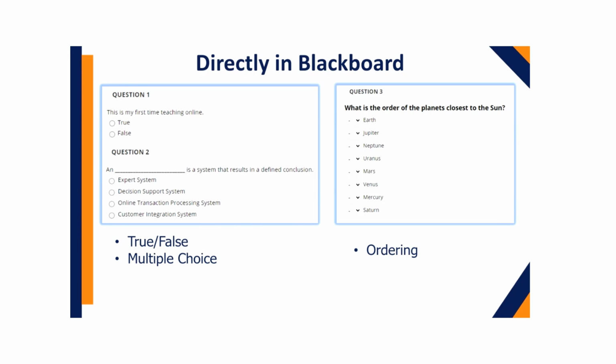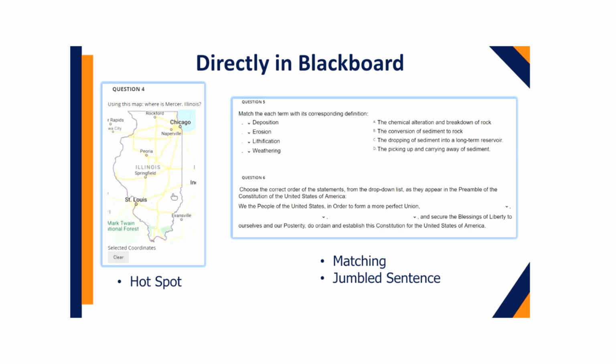Or you could have what's called a hotspot. So this is where an image is used and the student would have to click a spot on the actual image. Now, the spot needs to be probably the size of a dime, and then it would mark that answer correct if the student clicks anywhere in that area. So for this question, using the map, where is Mercer, Illinois? And I have it right over in this area. So anything outside of this little hotspot students may click on will be marked incorrect.